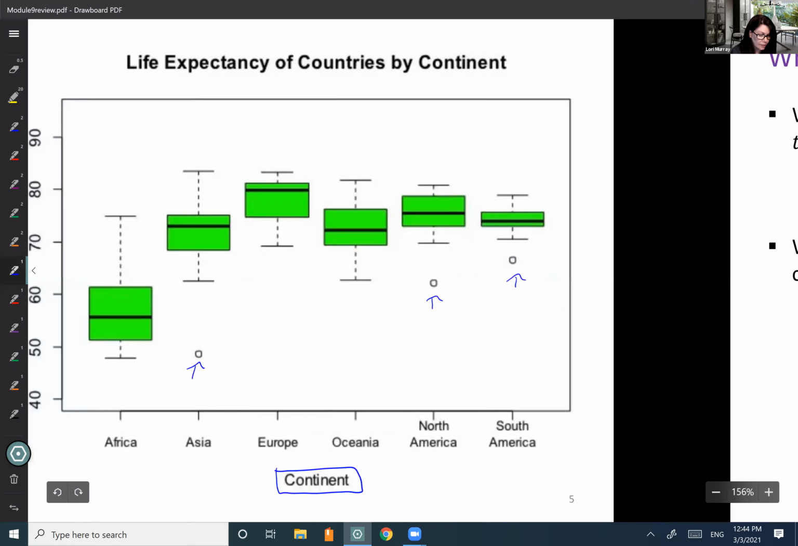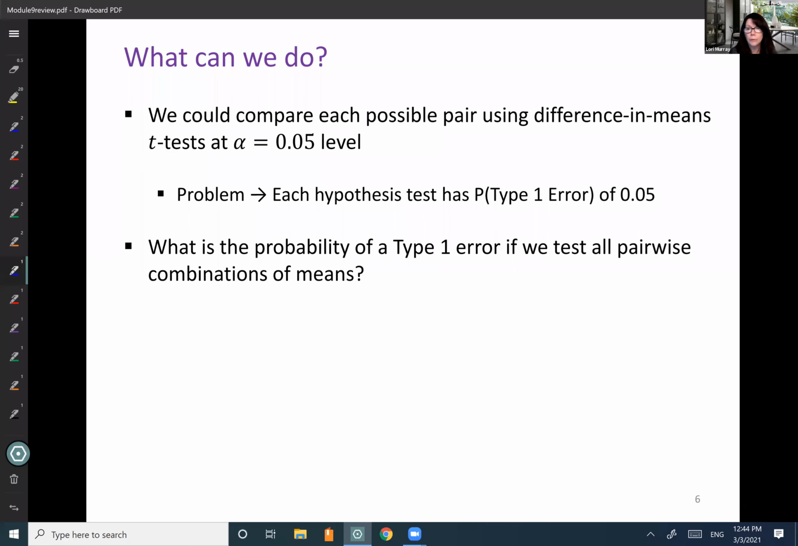So what can we do? Well, we could compare each possible pair using difference in means t-tests. We could run a t-test for each pair. Because there are 6 continents, choose 2, that would be equal to 15 pairs. So we would have 15 t-tests at, let's say, the alpha equals 0.05 level. But there's a problem. Each hypothesis test comes with a probability of a type 1 error equal to the significance level, alpha 0.05 in this case.